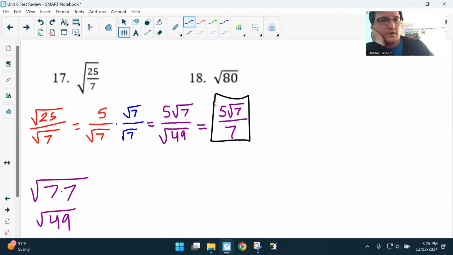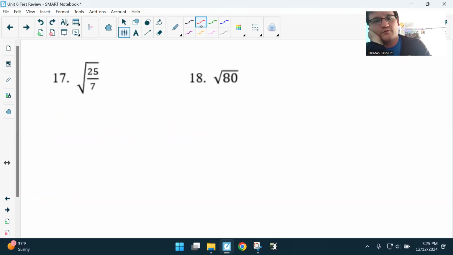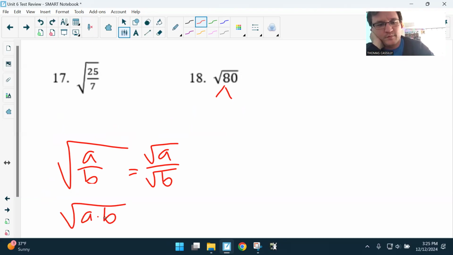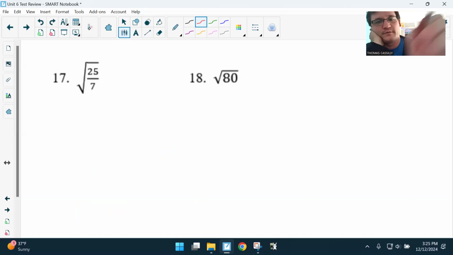So there we go. All right, let's look at the next one. Square root of 80. So just like when we divided numbers, I said the square root of A divided by B is the same thing as the square root of A divided by the square root of B. Turns out I can do the same thing with multiplication. So I could say the square root of A times B is the same thing as the square root of A times the square root of B. Remember, A and B, they're just some numbers. So pick any numbers you want, plug them in. This will work.